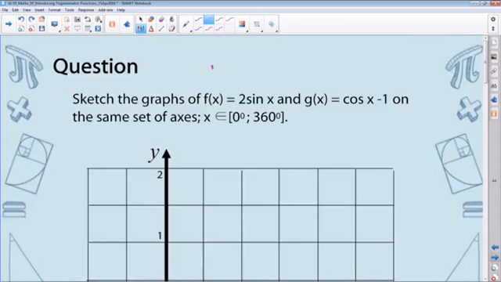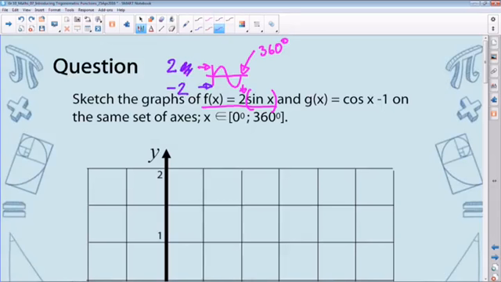Now, the parent graph of a sine function is that S that goes up and down. And usually it has a period of 360 degrees, and it goes up to 1. But this isn't the parent graph. This says f of x equals 2 sine x. What are we doing to the sine x? Well, we're multiplying it by 2, which means instead of going up to 1, we're going to go up to 2. And instead of going down to -1, we're going to go down to -2.